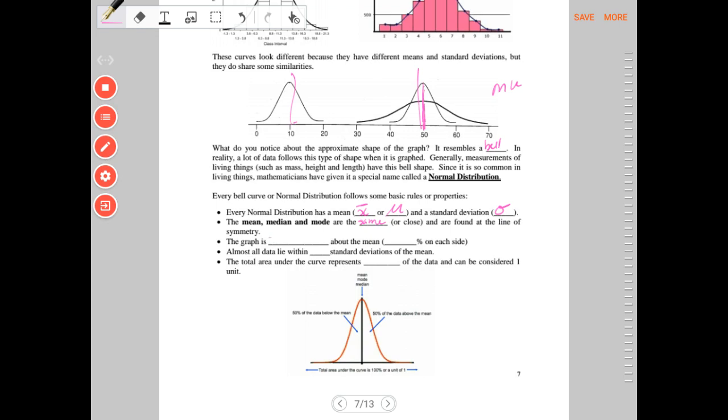The graph is symmetrical about the mean, so there's 50% of the data on the left of the mean and 50% of the data on the right. Almost all data lie within 3 standard deviations of the mean, and the total area under the curve represents 100% of the data, or one entire unit. Take a look at this nice little picture. The mean, the median, and the mode should all be in the middle. Half the data is on the left, half is on the right, and all of it is 100%, or 1 unit of area.